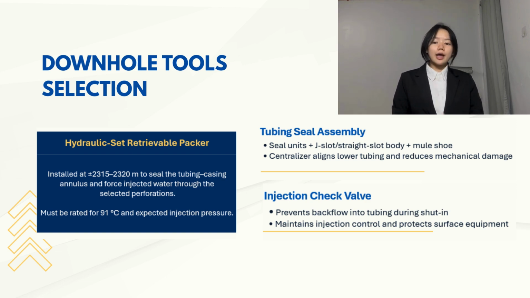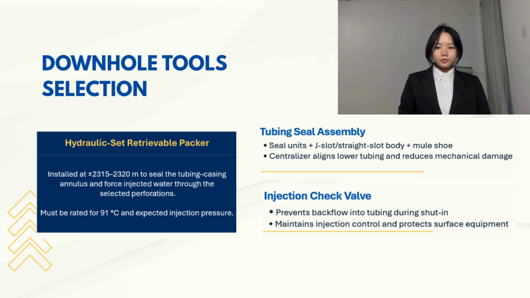It provides a reliable seal between the tubing and the packer, and may include seal units like J-slot or straight slot body. And also the centralizer, which can help the lower tubing to reduce mechanical damage during installation. Then the last tool shown is the injection check valve. This valve can prevent backflow into the tubing when the injector stops. I think it is important during shut-in or pressure changes because it helps maintain the injection control and protects the surface equipment from unexpected reverse flow.